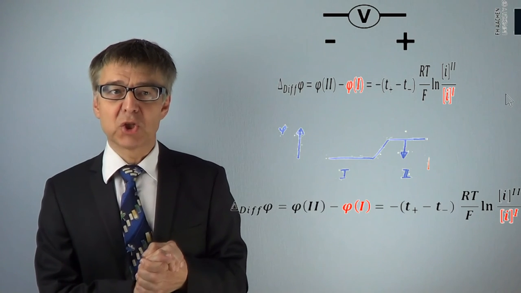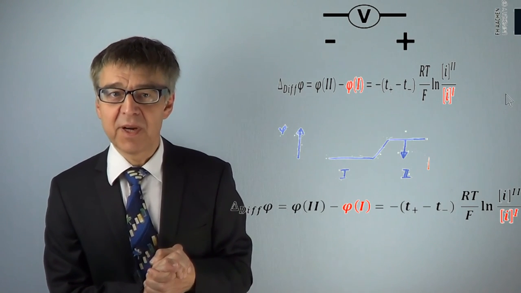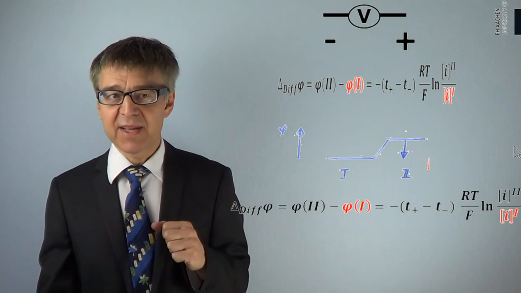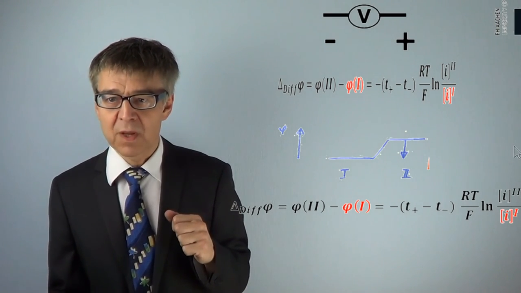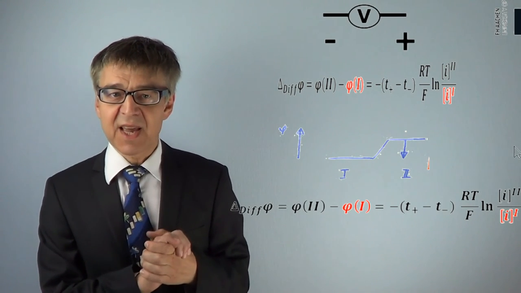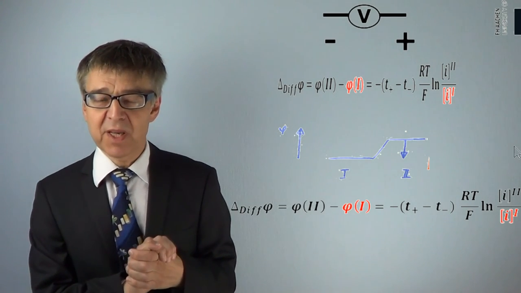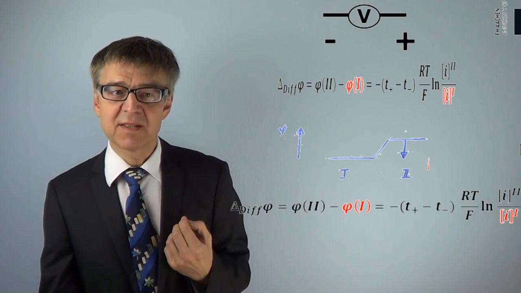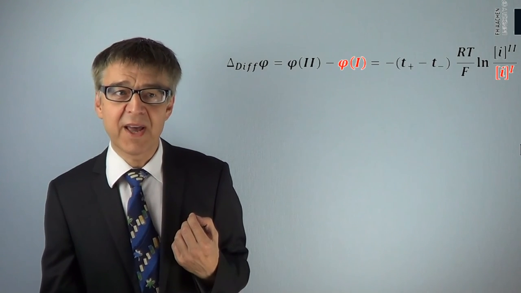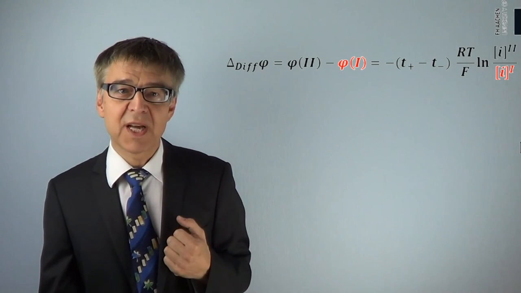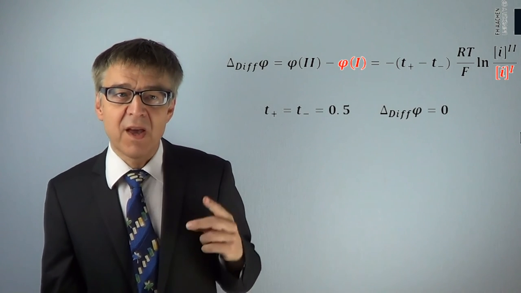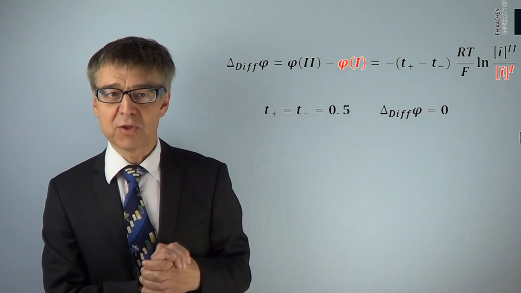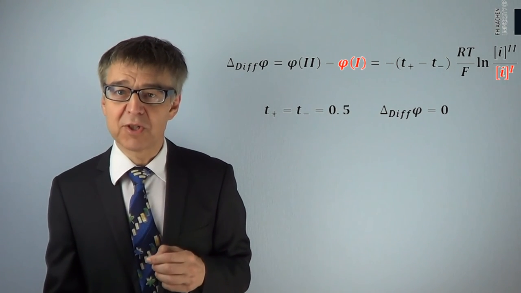Liquid junction potential may be calculated from the electrical mobilities or from the transport numbers T of cations and anions. Only if anions and cations migrate at the same speed, that is, when T plus and T minus are equal to 0.5, the liquid junction potential vanishes. This is why potassium chloride solution or ammonium nitrate solutions are widely used in salt bridges.